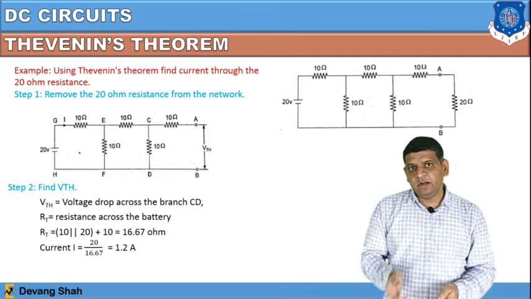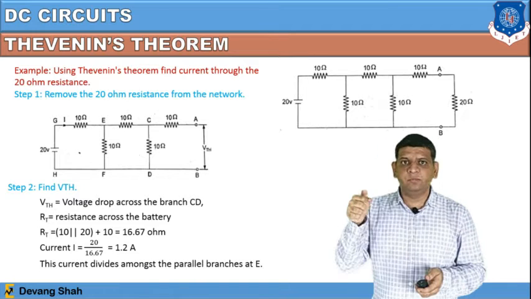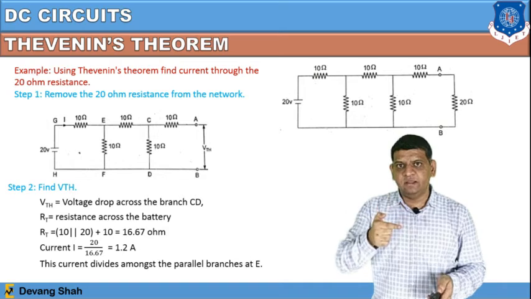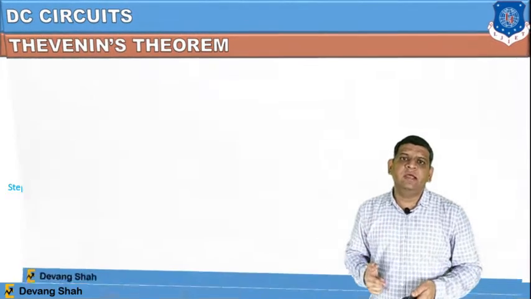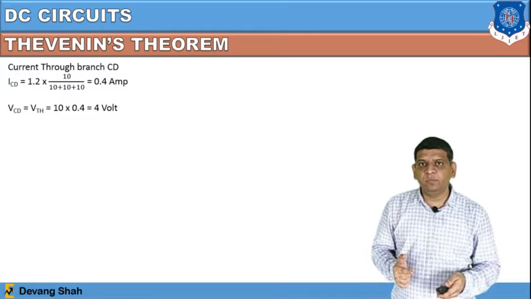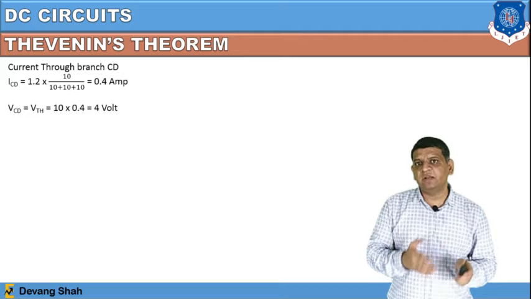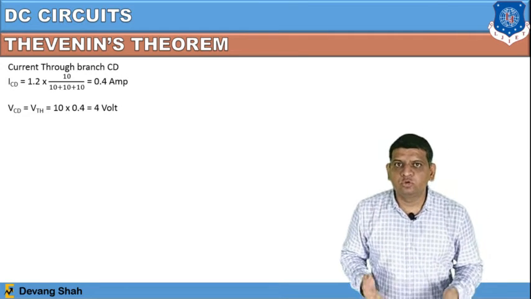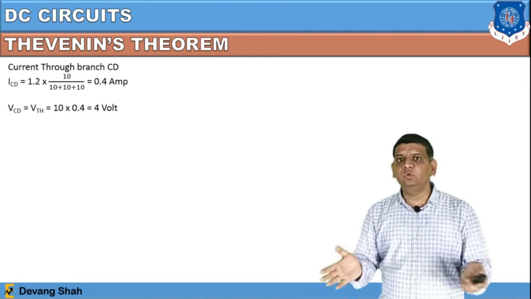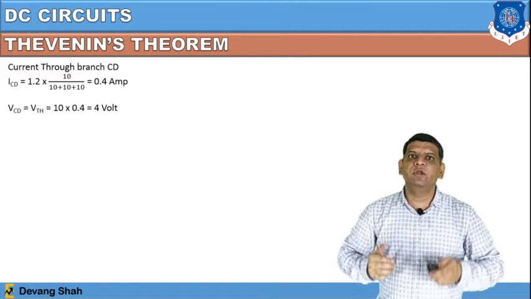So that's the current. Now that current I have to find which is passing through G to E, and then from E to C and D, right? So ultimately I have to apply the current divider rule, where ICD is nothing but 1.2, that is my total circuit current, multiplied by 10 divided by 10 plus 10 plus 10. From that I can find the current passing through the 10 ohm resistance between terminal C and D, which is 0.4 ampere.